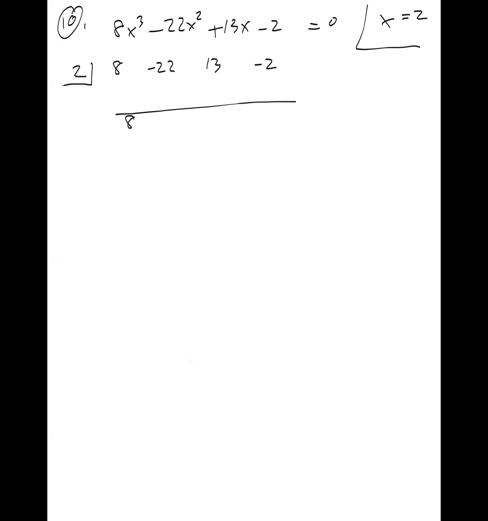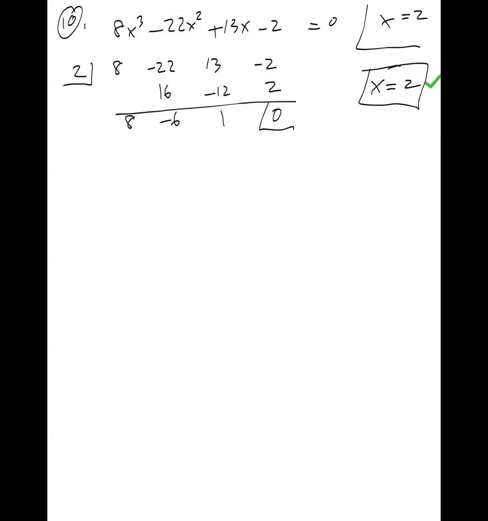Now let's go to number 10. Number 10 says 8x to the 3rd minus 22x squared plus 13x minus 2 equals 0. And then on the side it says to try x equals 2. So we're going to do synthetic division with x equals 2. So it's going to be 8, -22, 13, -2. Bring down the 8. 8 times 2 is 16. Add them up, you get -6. Multiply, then you get 1, 2, then you get a remainder of 0. That means that x equals 2 sets the equation equal to 0, so that's the first solution. So I'm going to put a green check mark by that.